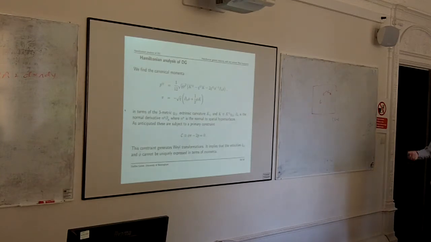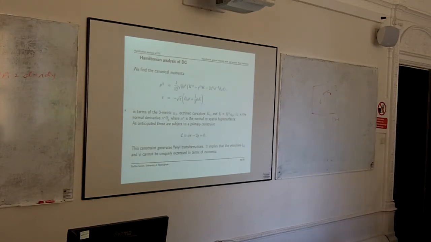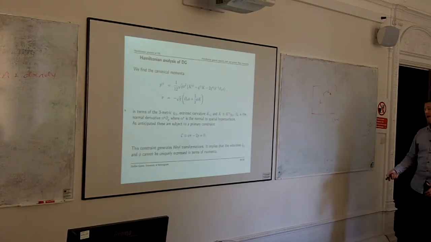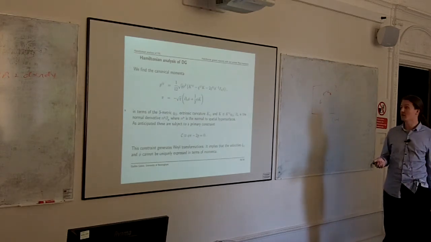And so they are actually not independent, right? There's a constraint between these momenta, so you cannot invert the velocities uniquely in terms of the momenta, something you have to deal with in doing this canonical analysis. And this is, of course, exactly the constraint that generates Weyl transformations, right? So that just tells you in the Hamiltonian setting that you have this additional invariance.